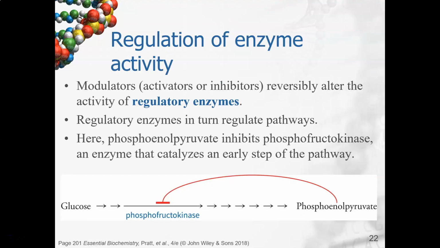So let's go on and talk about how inhibitors can be used to regulate enzyme activity. So here's an example of an inhibitor, phosphoenolpyruvate. It's a metabolite in one of the later steps in the 10-step pathway glycolysis, which we'll talk about later on in the semester. This metabolite can serve as an inhibitor of an enzyme that catalyzes an early step in the process. And in this way, the phosphoenolpyruvate can regulate the pathway.